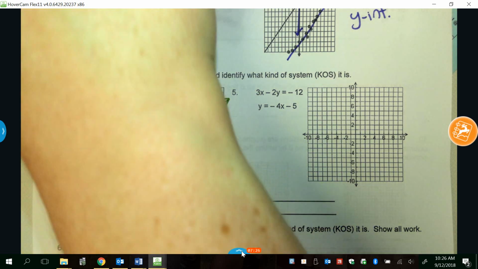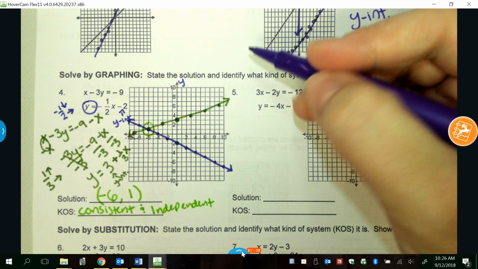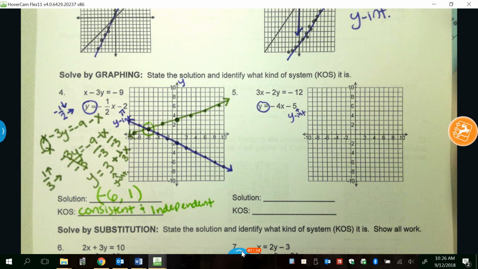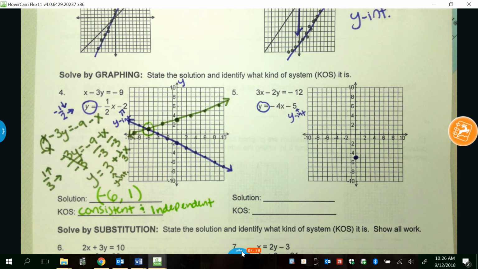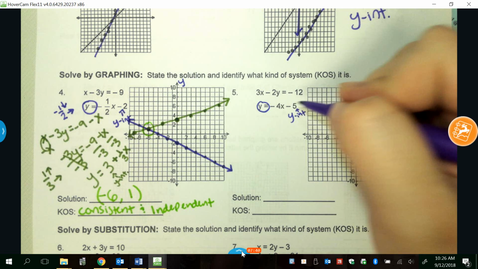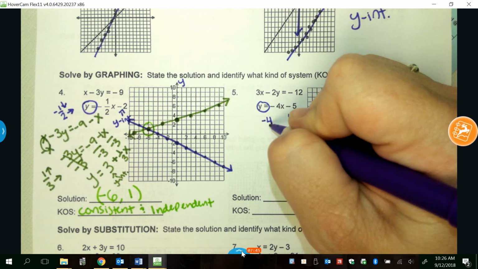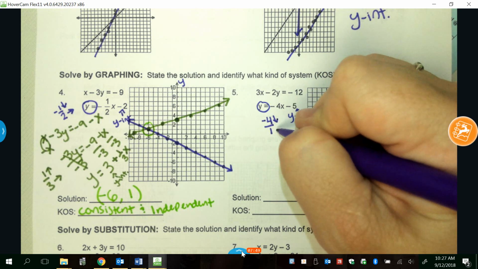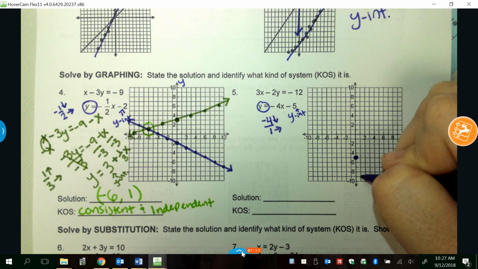So let's look at number 5. Same thing. We have one equation that's ready to go, okay? My y-intercept is my number by itself, which is -5. Remember, you always start there. It's your starting point. And my slope is -4. Okay, remember, anytime you're given a slope that's a whole number, you always put a 1 underneath. Okay, and it's negative, so we're going to go down and right 1. So down 1, 2, 3, 4, right 1.